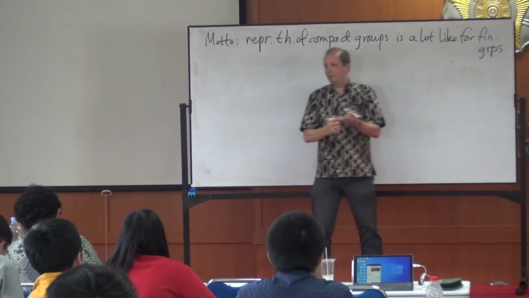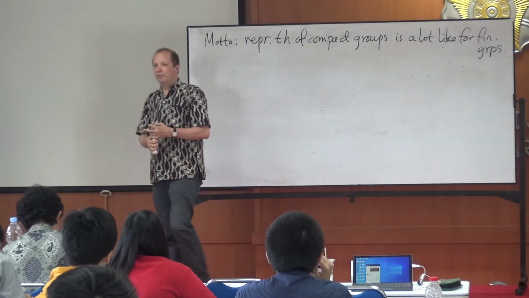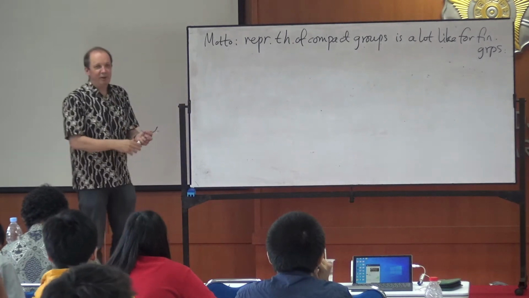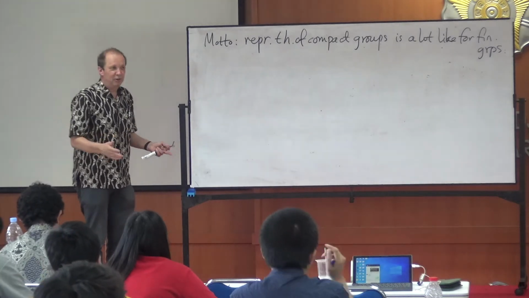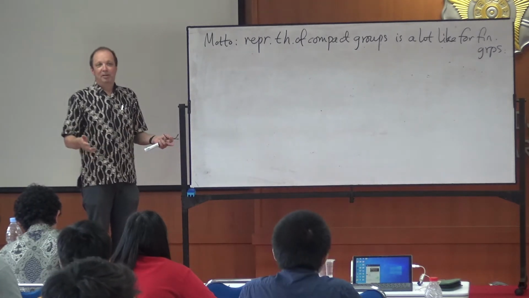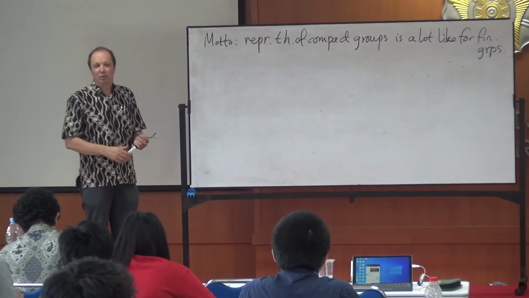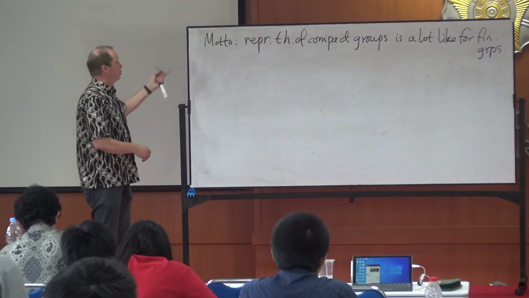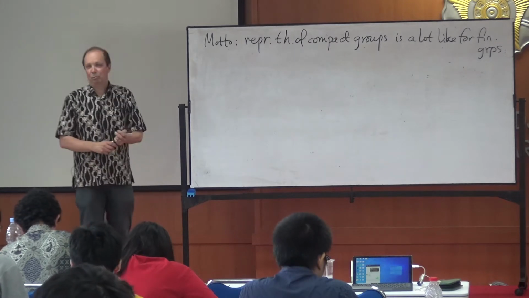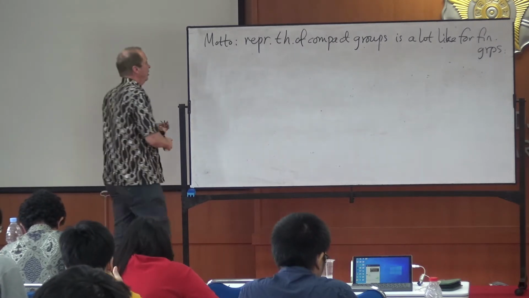So what have you seen for finite groups? You have finite dimensional irreducible representations. Every representation is a direct sum of irreducible ones, and you study them by their characters. And the same is true for compact groups.